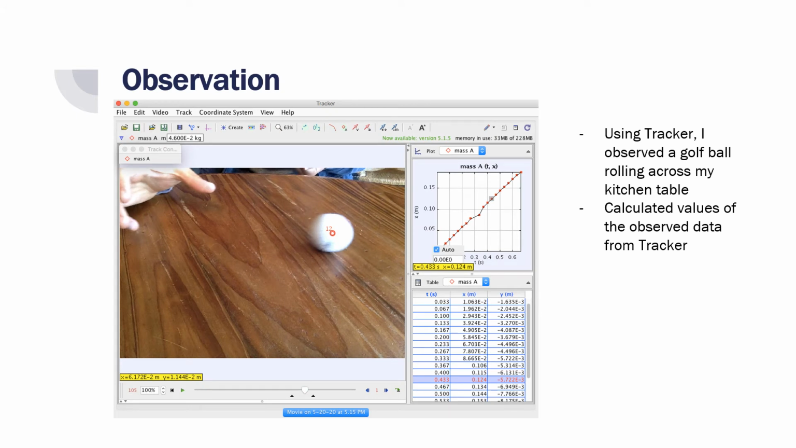So the objective was to pick an object moving in the same direction at the same speed and analyze it by understanding and predicting its motion. I decided to pick a golf ball rolling across my kitchen table and, using Newton's second law, predict the motion. The model of this experiment is working under the assumption that the net forces acting on the system are zero. This picture shows what I did in Tracker when I observed the golf ball, and I calculated the values of the observed data from this.